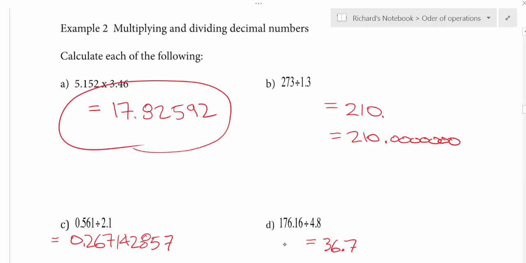And then in D, it turns out that you again get a repeating decimal. It's 36.7 or 36.7000000. And again, you need to know how many digits do you write down. Do you write down 36.7? Do you write down 36.70? And again, it depends on what your instructor does in terms of rounding.